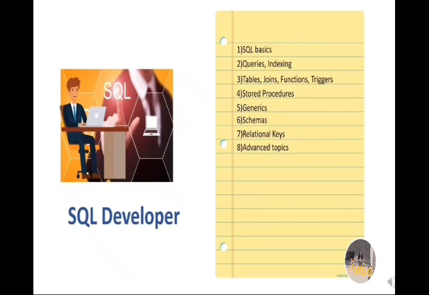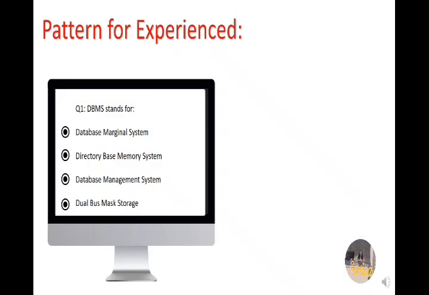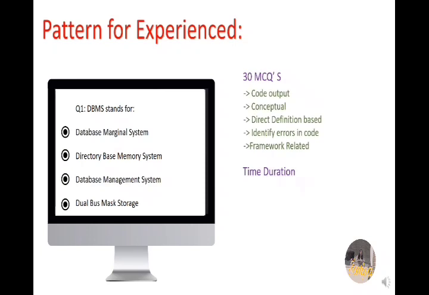Now let us see how the pattern will be for the experienced folks. In this pattern, everything will be MCQs. There will be around 30 MCQs, and you will have a time duration for them. The scenarios in the 30 MCQs are: they'll ask you to provide the output of the given code. It may be conceptual questions and direct definition based questions. If you know some definitions, it's a straightforward MCQ.